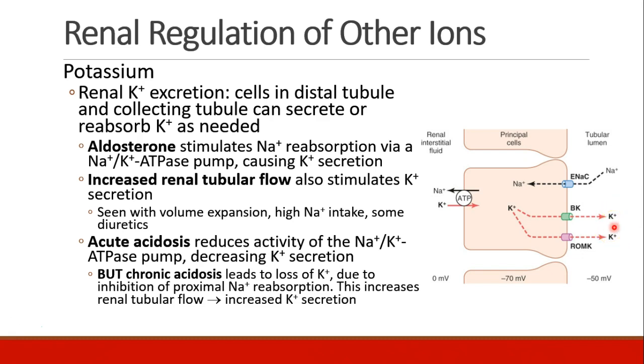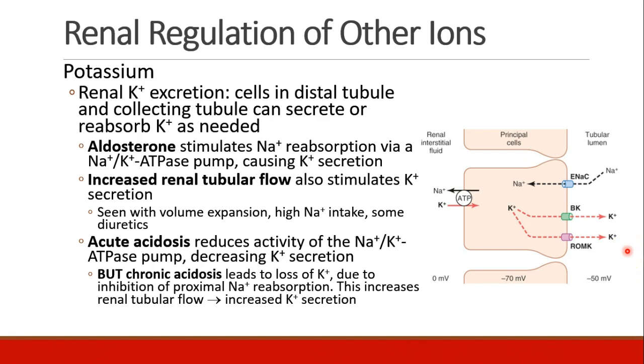Patients who become acutely acidotic will see decreased activity of this sodium-potassium ATPase pump. And so therefore they will have less potassium secretion. But chronic acidosis actually leads to loss of potassium. And that's because it starts to inhibit sodium reabsorption. And that increases renal tubular blood flow and increases potassium secretion.